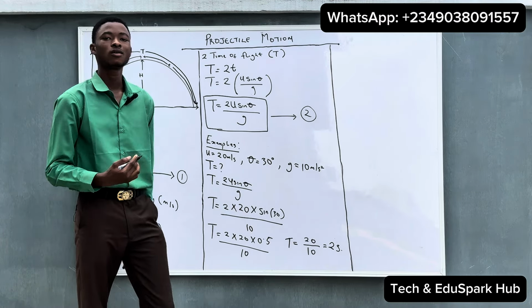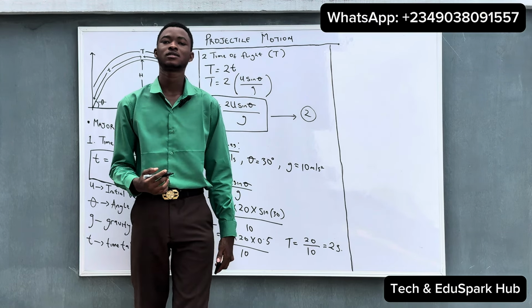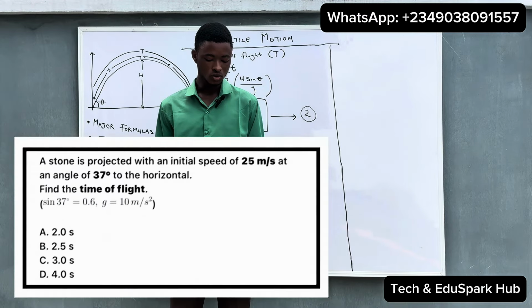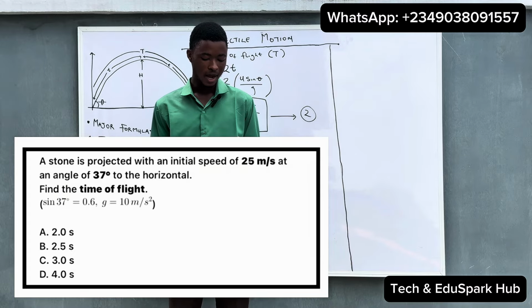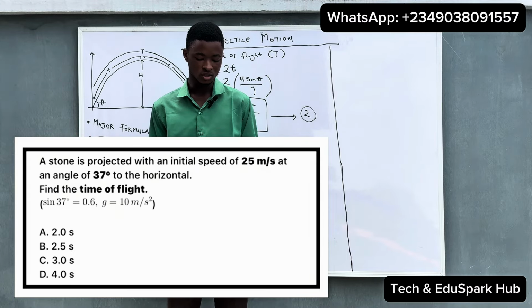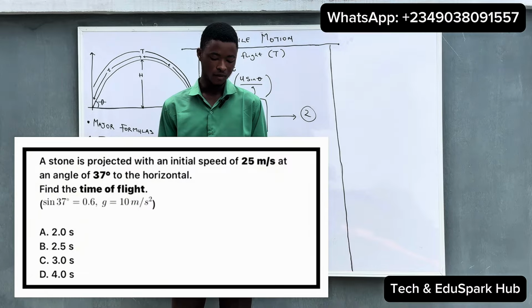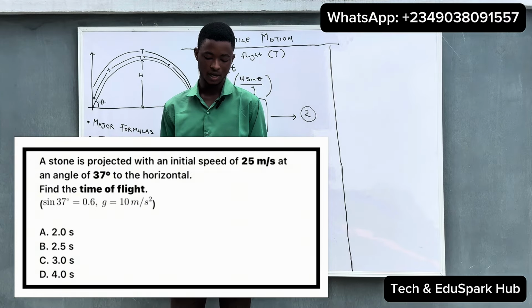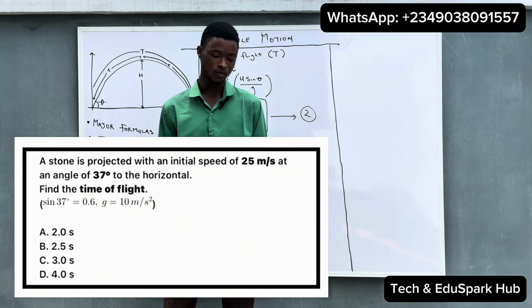So let's look at another example under this time of flight. The second example, as displayed on the screen, says that a stone is projected with an initial speed of 25 meters per second at an angle of 37 degrees to the horizontal. Find the time of flight. From this question, we are given sine 37 to be 0.6 and we are given gravity to be 10 meters per second squared.